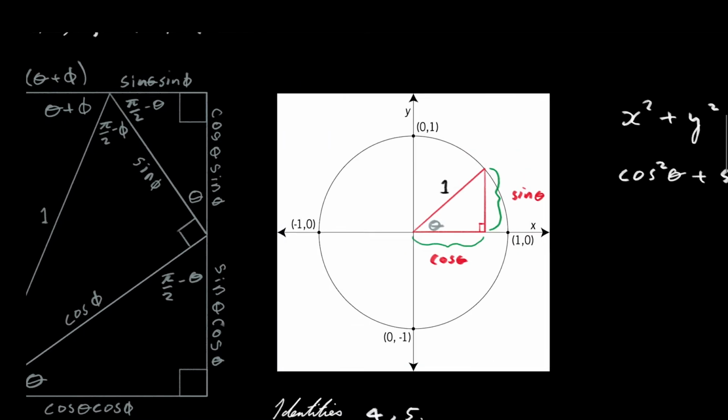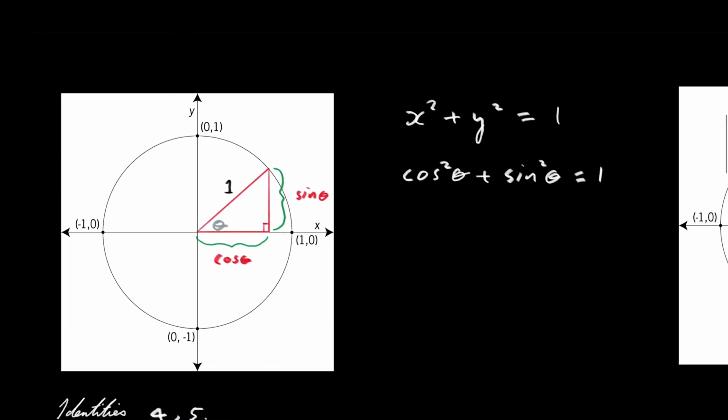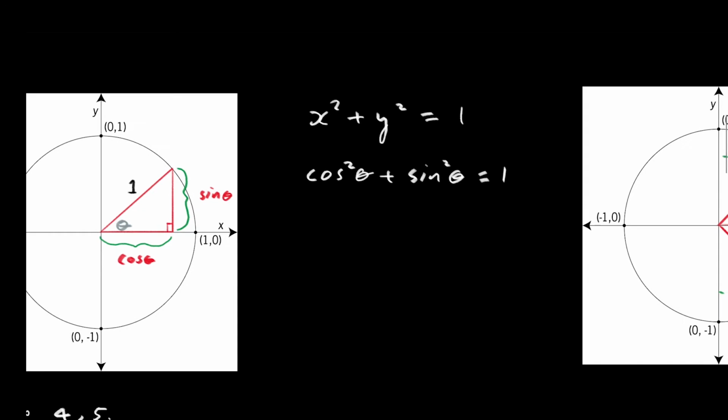Now, here is the geometric idea behind the Pythagorean identity. We have a right-angled triangle that has a hypotenuse of length 1 because it's the radius of the unit circle. We have this angle theta here, and we know what the side lengths of this triangle are in terms of theta. So the adjacent side is the cosine of theta, and the opposite side to the angle theta is the sine of theta.